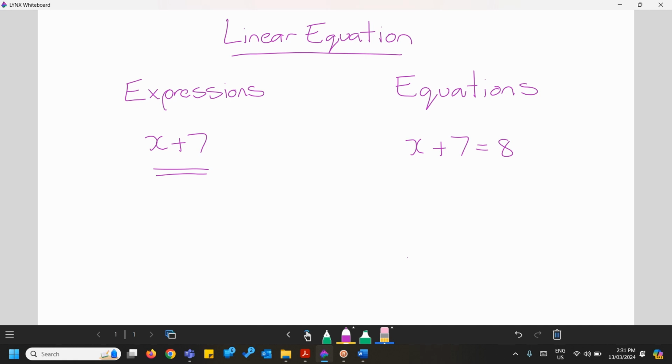Whereas with the equation over here, with the equal sign, there is only one value of x that makes that true. If x plus 7 equals 8, what do you think x must be for that to be true? It can only be one thing. The answer is 1. 1 plus 7 equals 8. If I said, can x be 3 here, I hope you'd say, well, 3 plus 7 equals 10. That's not 8, that's not true.